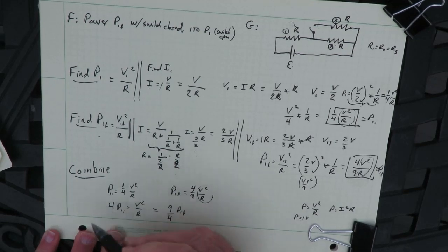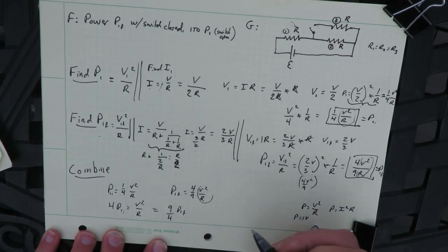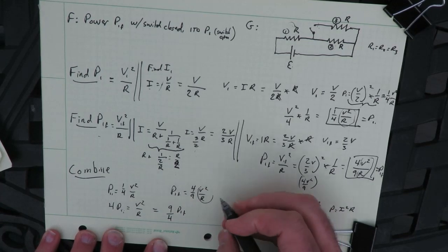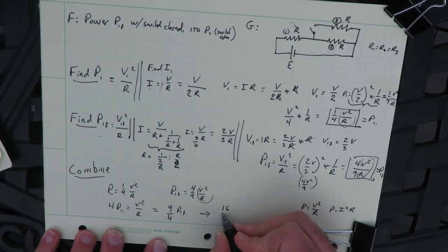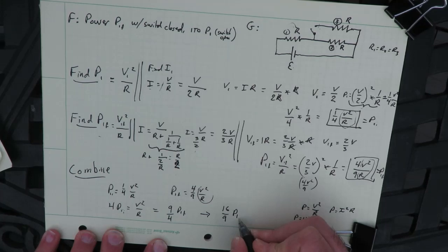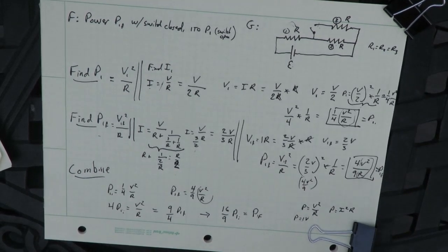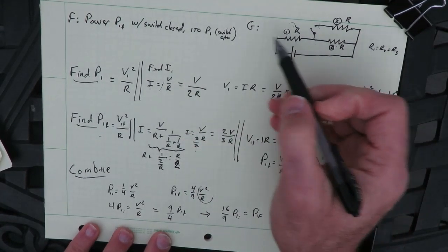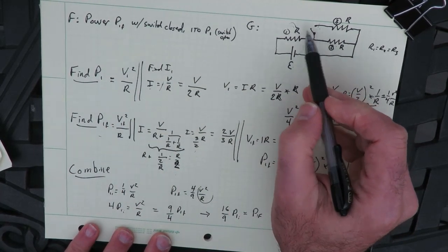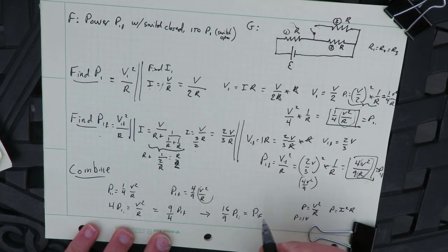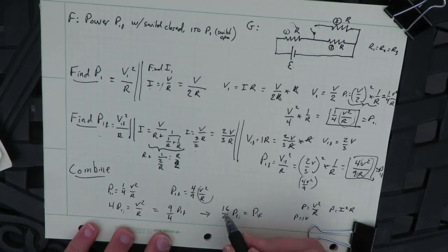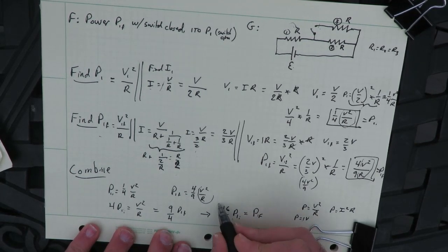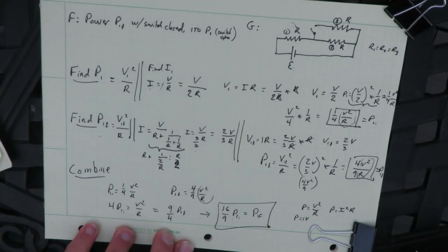Now we need to express all of this in terms of the initial P1. So we're going to multiply this across, and this goes to 16/9 P1 initial is equal to P final. So what's our goal? Our goal was to express the final power with the switch closed in terms of the initial power. The initial power was P1. We multiply that by 16/9, and that gives us the final power, and that is the answer. Okay, I hope this was helpful.